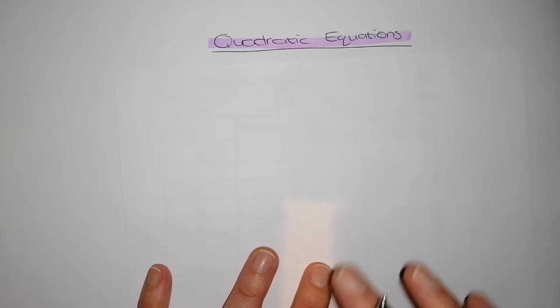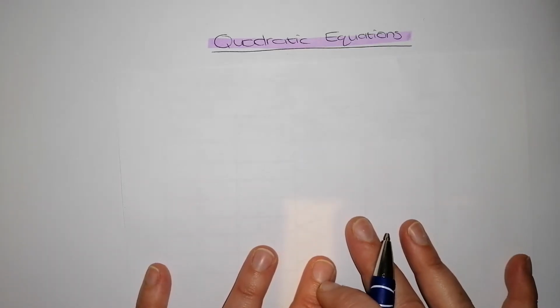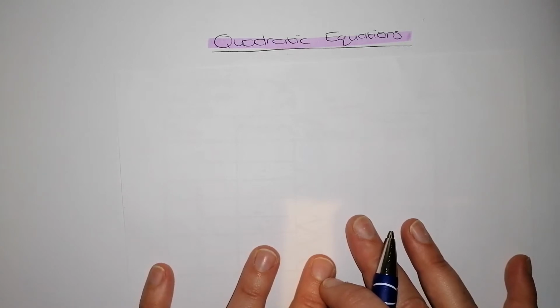Hi guys, this clip is about quadratic equations using a table to find the rule. For quadratic equations, we use the same principle as we did with the linear equations.